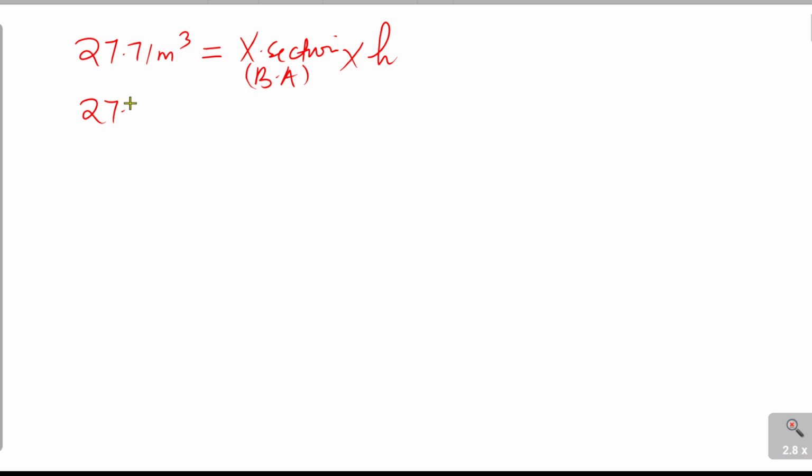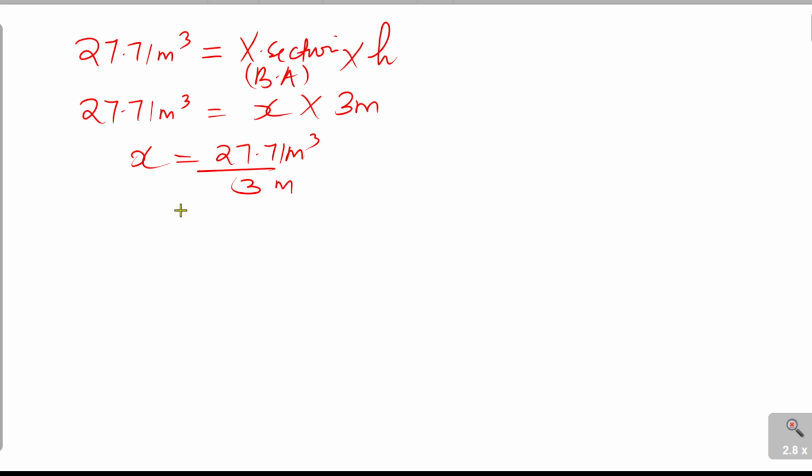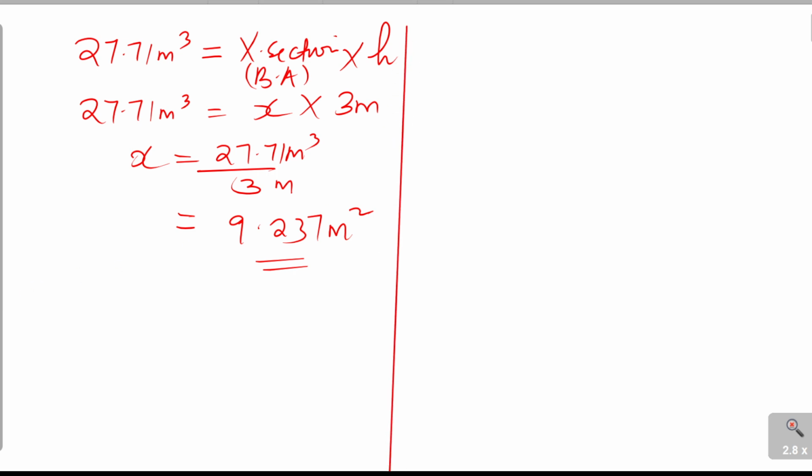So this will be 27.71 meters cubed is equal to the cross section. Because we don't know that, we can let that be x, then multiply by the height of that tank, or the depth, which is 3 meters. So therefore x, which is the cross section area, will be given by 27.71 divided by 3. Because this one is meter cubed and this one is a meter, when you divide, you're going to get 9.237 meters squared. So that is the area of the cross section of that tank.